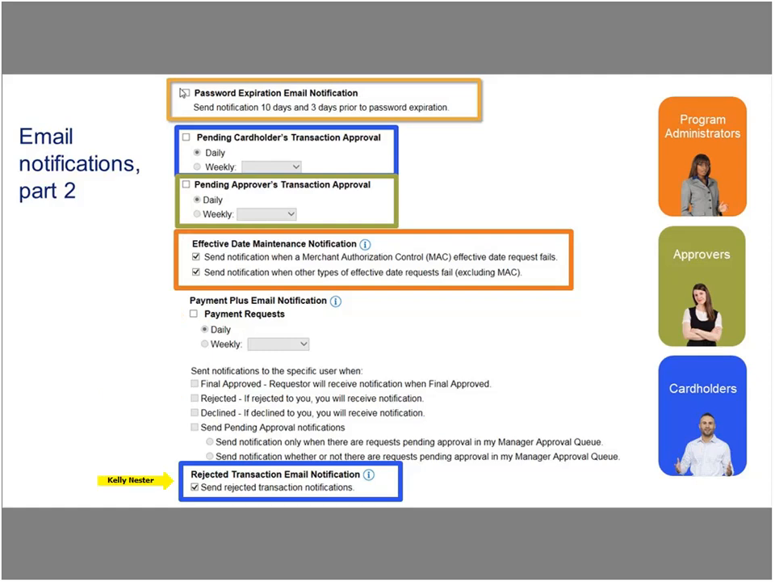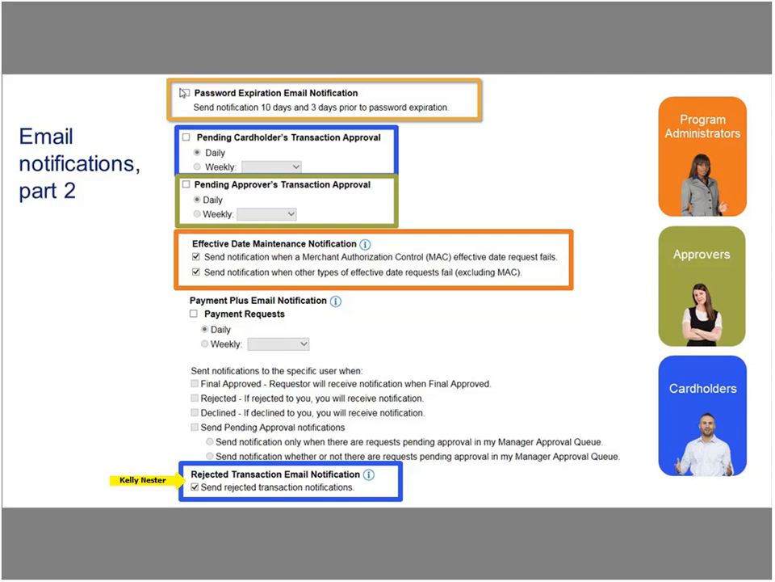And then here at the bottom of this page, there is a rejected transaction email notification, and this is for cardholders. So if cardholders have a transaction that they have approved and sent to the next level approver, and that next level approver does not approve that transaction but rejects it for some reason, perhaps due to an incorrect accounting code allocation or maybe the receipt wasn't attached or something, they can reject the transaction and send it back to the cardholder. And the cardholder should elect here to receive a notification if that happens, so they can go in and address that situation.